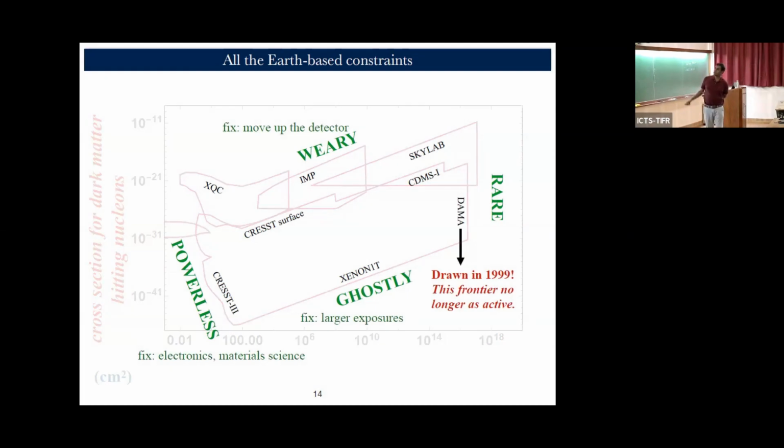Now, this line, right? This was drawn by the DAMA experiment way back in 1999, before they got into the annual modulation business, just when they were getting into the modulation business. But not many people actually think about this frontier, the high mass frontier, right? Only of late, the last few years, there has been a sort of a revival looking for super heavy dark matter in this region, looking for unique signatures of super heavy dark matter. Okay?